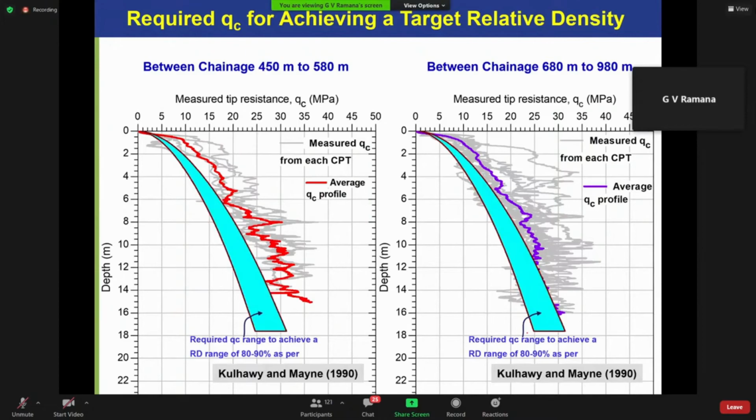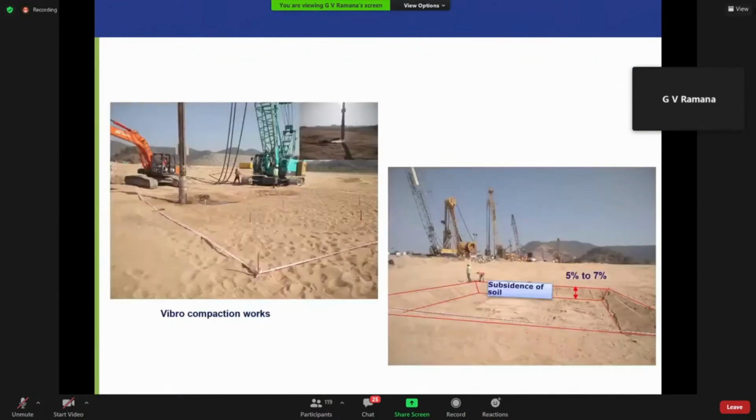So these 4 correlations have different connotations, isn't it? They're not giving the same values, but finally, the engineer said, what should we do? So in the DDRP, they decided that you should take the average of the 4, and the measured qc should be more than this for paying the contractor. And this is the vibrocompaction being carried out by Keller at the site.